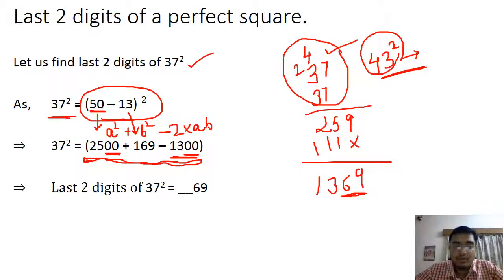So who will contribute to the last two digits of 37 square? It's 13 square, right? 13 square. So that is why the last two digits of 37 square would be 69.